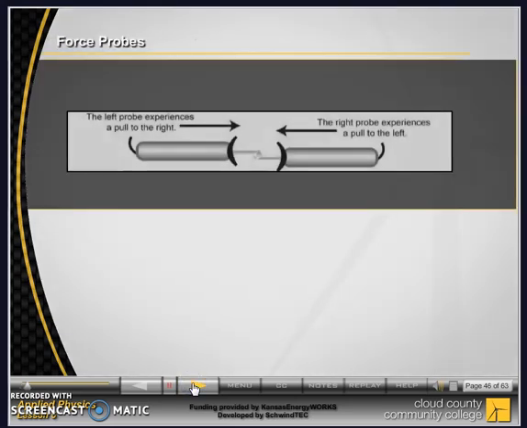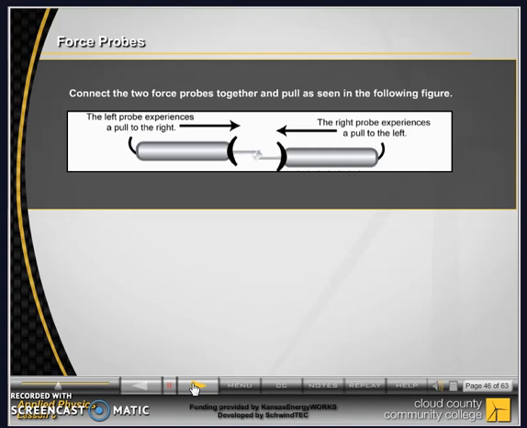Imagine that you hold two force probes, one probe in each hand. You will notice that each force probe has a hook on it. Connect the two force probes together and pull as seen in this figure. You can experimentally do this by connecting your fingers together with somebody else. Try having them pull on you without pulling back. What happens if somebody doesn't resist the effort force of pulling?